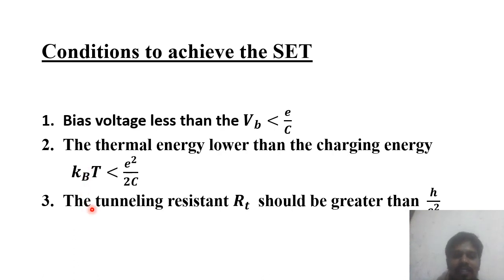The third condition is that the tunneling resistance should be greater than the quantum resistance. The quantum resistance here is h by e squared. You can call it the quantum Hall resistance in some contexts. It should be in a discrete manner. So your tunneling resistance should be larger; only then can you control the electron through the quantum dot.